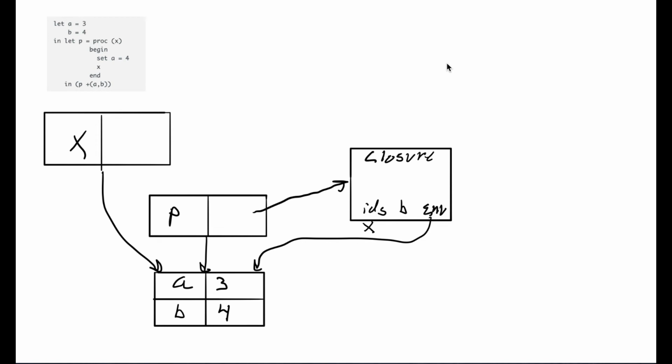So what we'll do first is we'll look up A in our environment and see that it's 3, look up B in our environment, see that it's 4, add those two results together and set x equal to 7. Then inside of our function, we'll go ahead and change A and set it equal to 4. And we'll return x, and we'll see that x is equal to 7. So that's call by value.